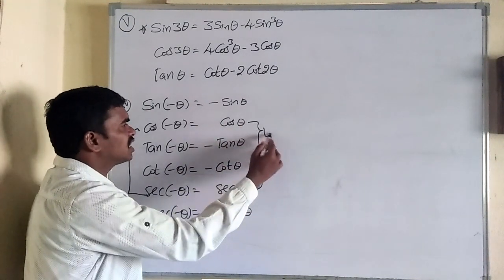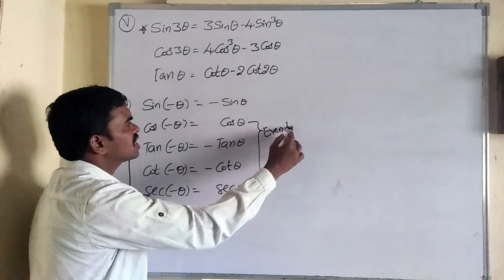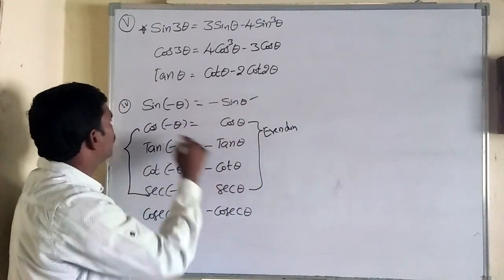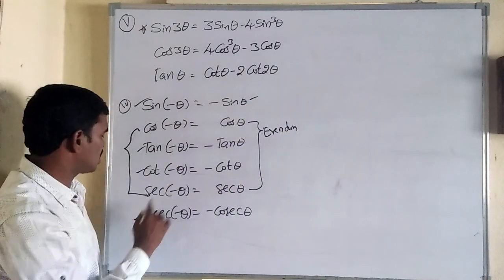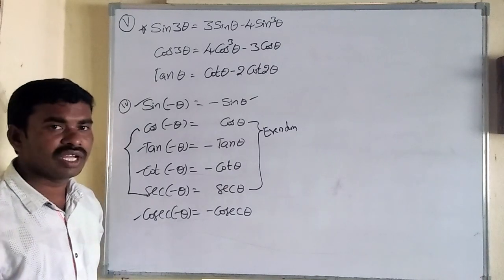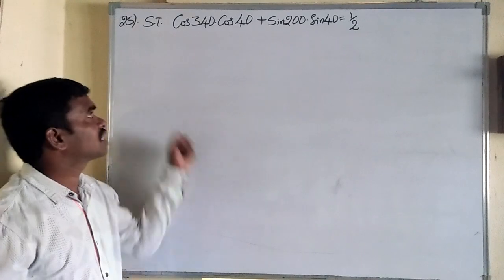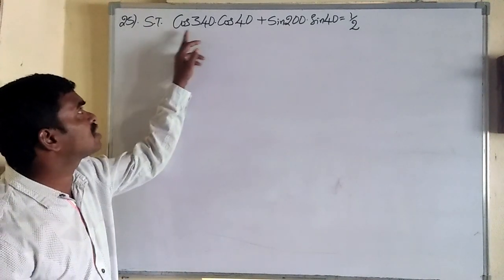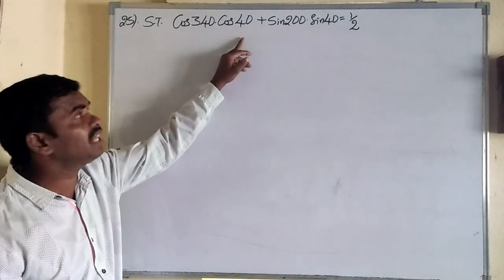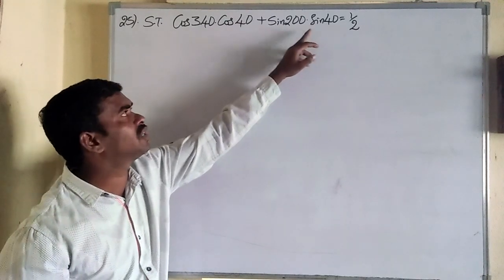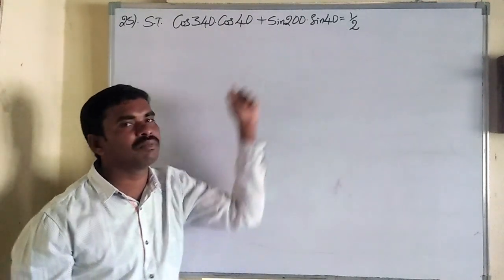That's why we can say that these two are called even functions, and the remaining ones, the first one, third one, fourth to last, are called odd functions. Okay, let us see the problems. Let us take question 25. Show that cos 340 into cos 40 plus sin 200 into sin 40 is equal to 1 by 2.